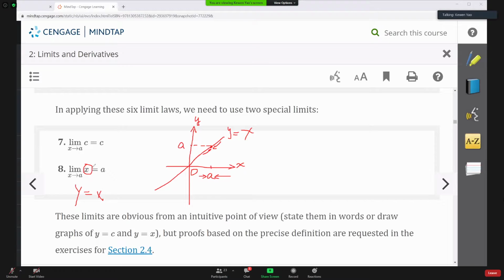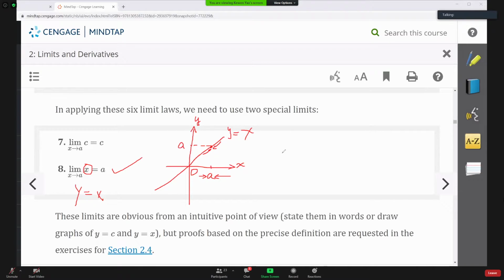So therefore, the limit of x as x approaches a is equal to a. Look at the picture: x goes to a from either side. The one-sided limit is equal to a, and the other one-sided limit is also equal to a. They are the same, so we have this. So remember, the limit of x as x approaches a is equal to a itself.